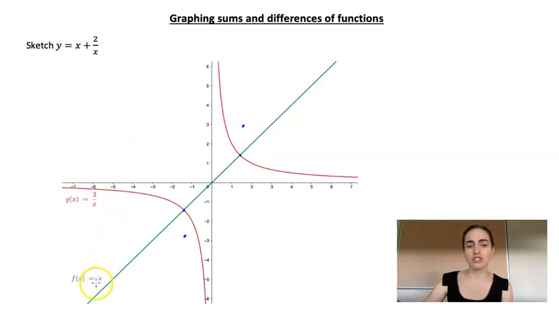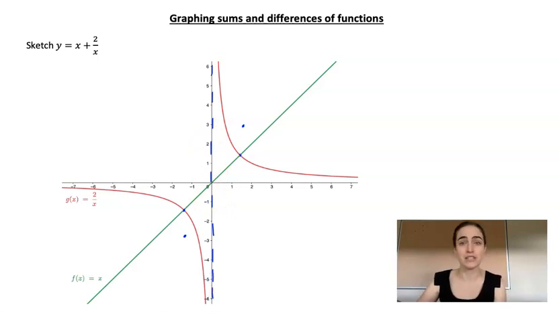So our function x, its domain is all real x. It can take every x value. But the 2 over x, this red function here, doesn't exist. It's undefined at x equals 0. So there's an asymptote down here, which means that our new function, our sum, is also going to have an asymptote there. If one function is undefined at a particular value, then our sum is going to be undefined there as well.